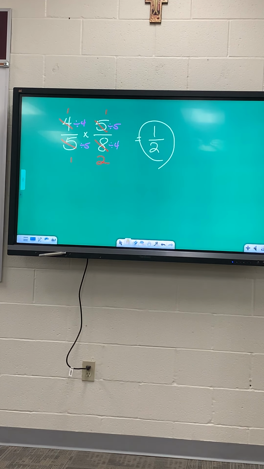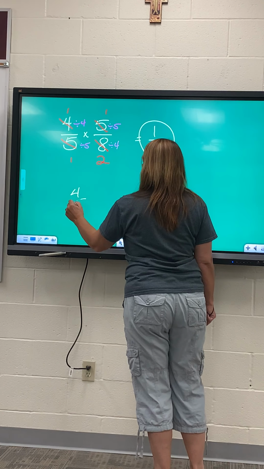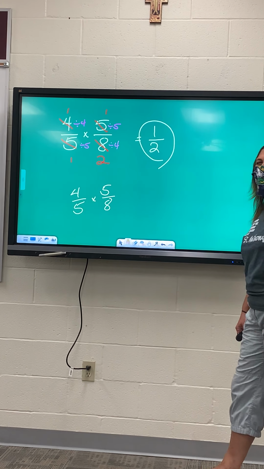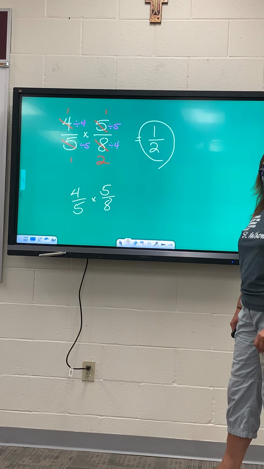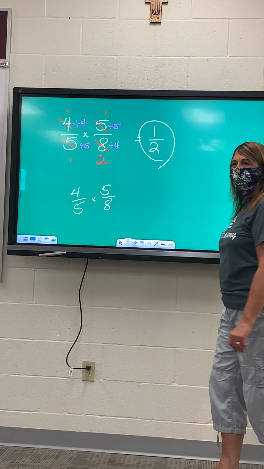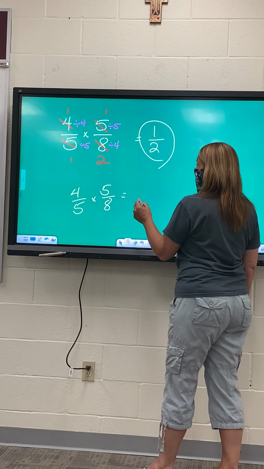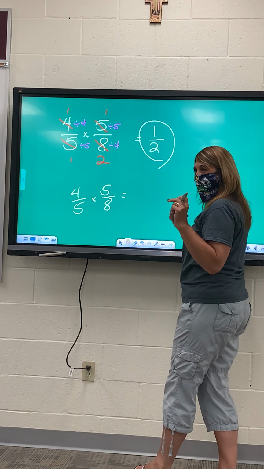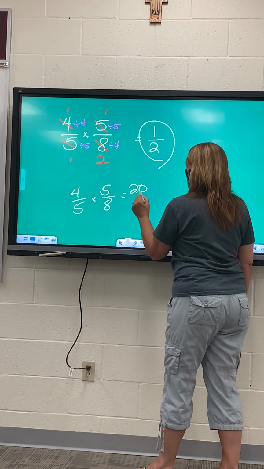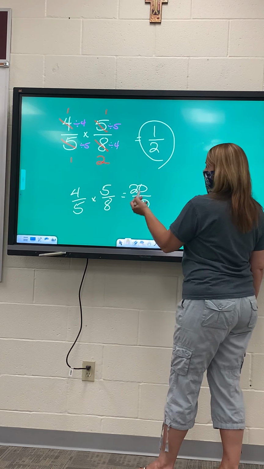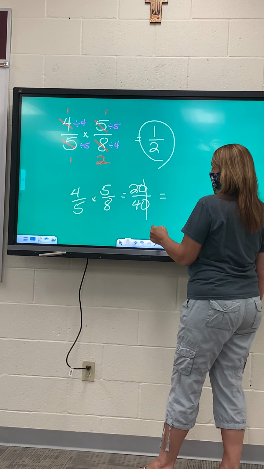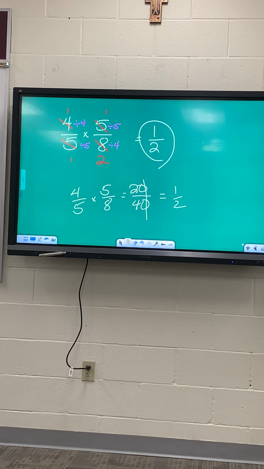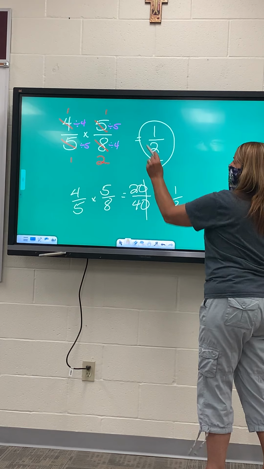Now, if for some reason somebody forgot to cancel, even though we're gonna be so good that we don't forget to cancel, what do you do in general, Mitchell? You just multiply regularly, and then when you get your answer, you just reduce. Okay, so what would we get if we multiply regularly? 24 over 40. That's easily recognizable that the zeros can go away and the 24 over 40 reduces to a half, right? We got the same answer, but this is the way I want you to do it.